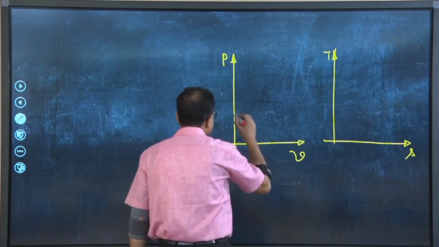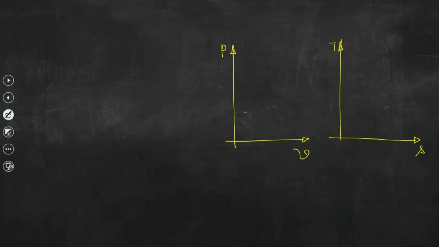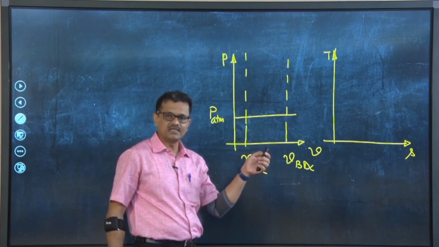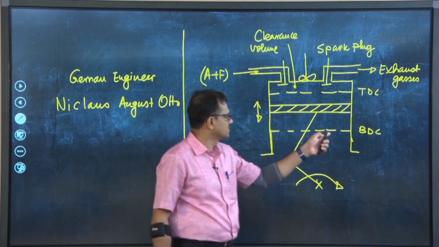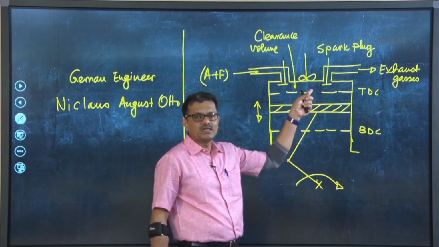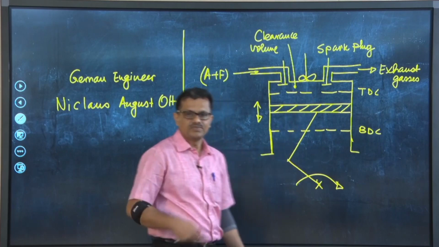So, now let us assume that this is the pressure, say this is P ATM, and let us say this is V, and this is V BDC, and say this is V TDC. So, the piston is moving between these two locations, V BDC and V TDC, that is what we have seen in the last figure. When the piston is at BDC, the volume corresponds to V BDC. When the piston is at TDC, the volume inside the cylinder is V TDC.